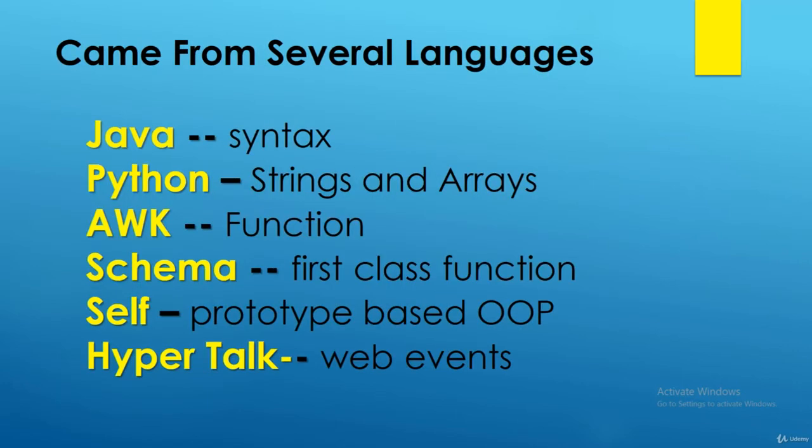Let's talk as well about the languages JavaScript came from. Basically, it takes its syntax from Java, and strings and arrays from Python, functions from the AWK programming language, first class functions from the Scheme programming language, as well as prototype based OOP from the Self programming language, and the last one, web events in JavaScript, totally taken from the HyperTalk programming language.